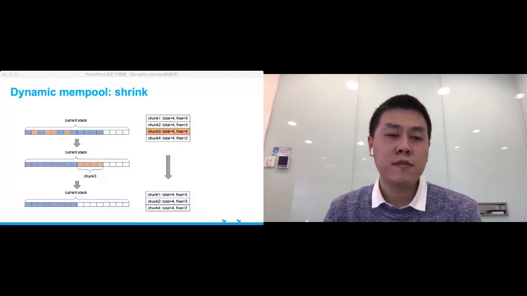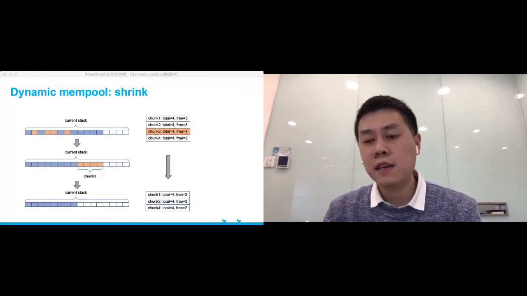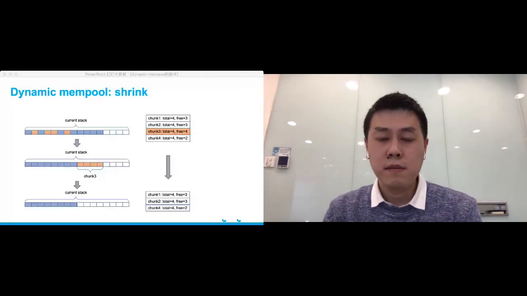Here's a graph for the dynamic mempool shrink. So far, we have only supported dynamic shrink for stack-based mempool. As shown in the figure, objects of chunk 3 are moved to the top of the object stack and then freed with the related memchunk. After the shrink, the remaining stack should still be compacted for further operations.